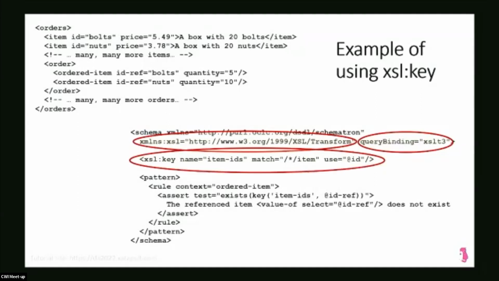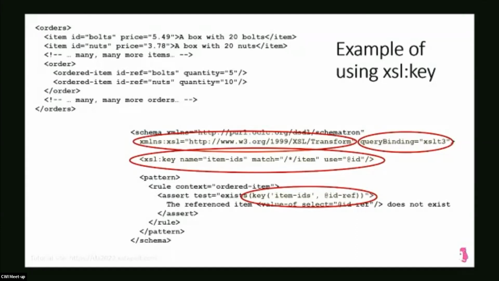Then you say, I have a key. So I want a key for all the IDs of all the items. This is how you do that. I will not go into the specifics of this. That's all XSL. And when you've done that, you've created a fast lookup index of all the IDs. So you can very quickly check whether an ID is actually defined. And you do that by using the key function in XSL.